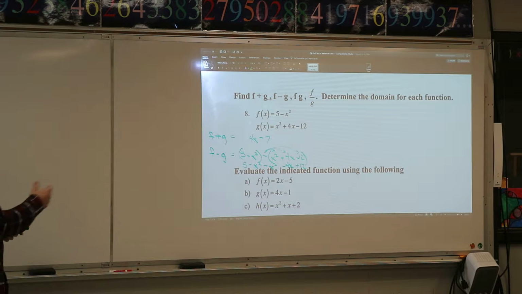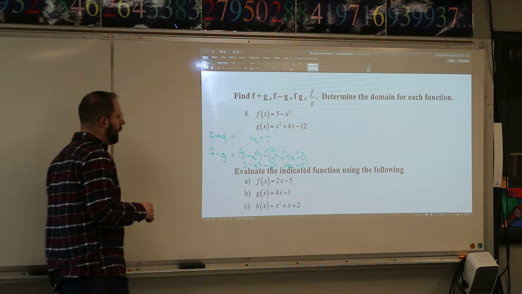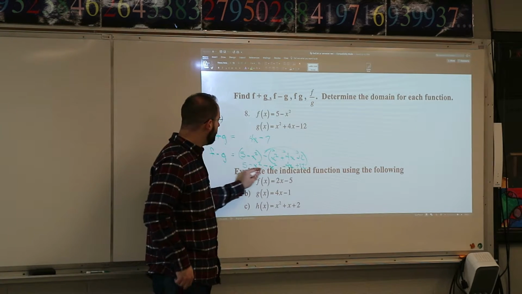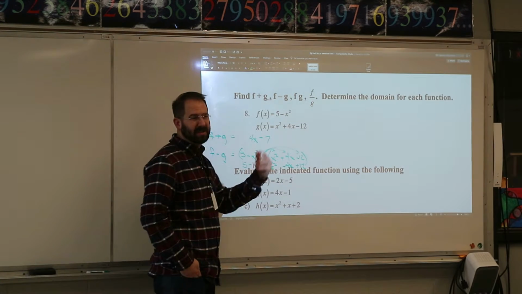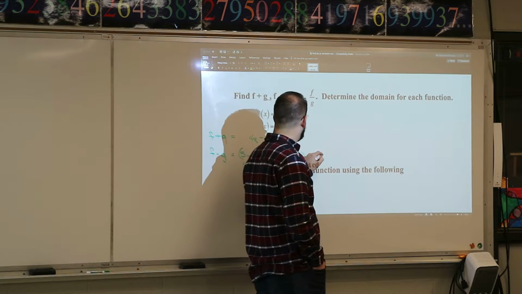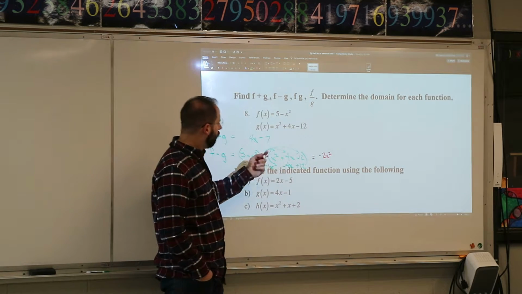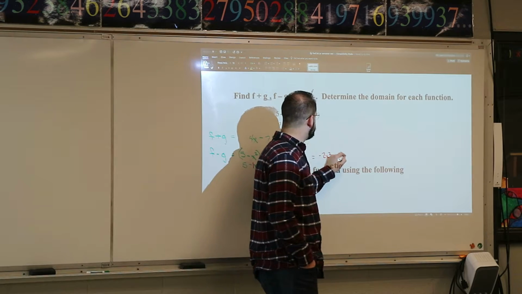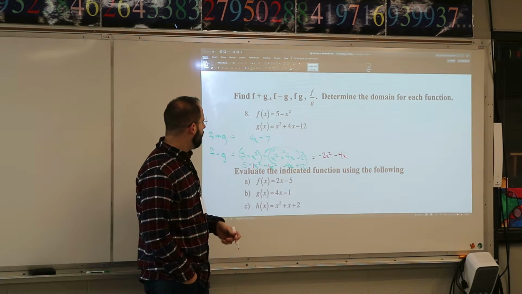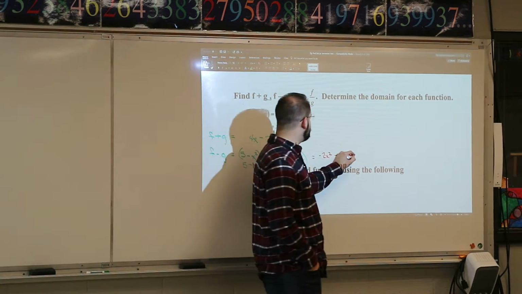So now here I can add like terms. It looks like the x squareds don't go away now. It's -1 and -1, that makes -2 x squared. The 4x is by itself, so I'm just going to leave the 4x. It's negative this time. And the 5 and 12 make what, 17?